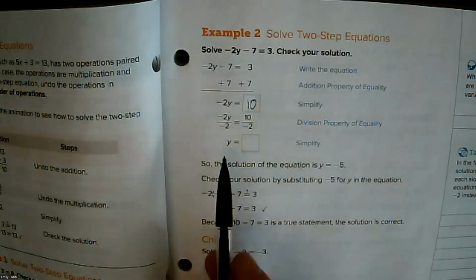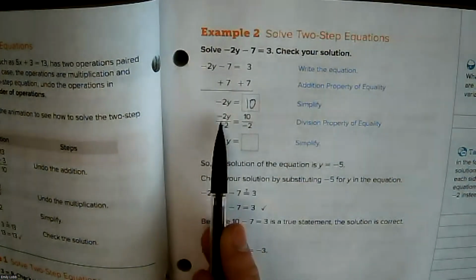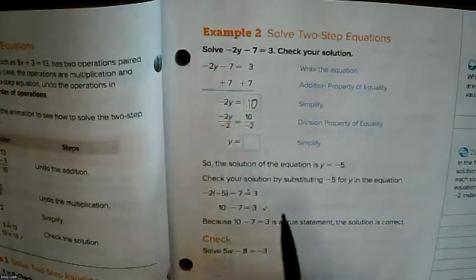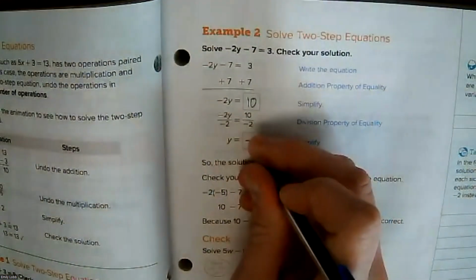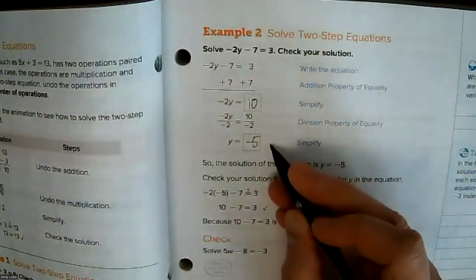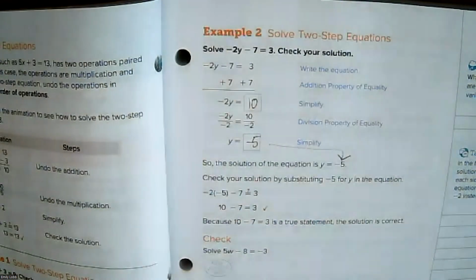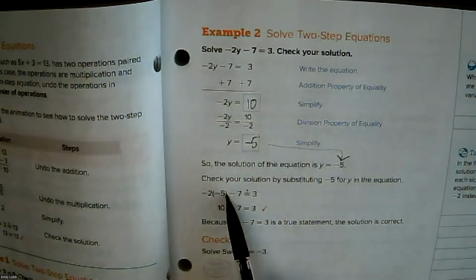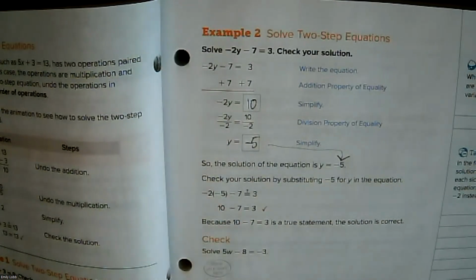So if we divide both sides by -2, we end up with +1y, which we write as y, and 10 divided by -2 is -5. And just in case you weren't sure, remember they always tell you. Then they put -5 back in for y to be sure it checked out.